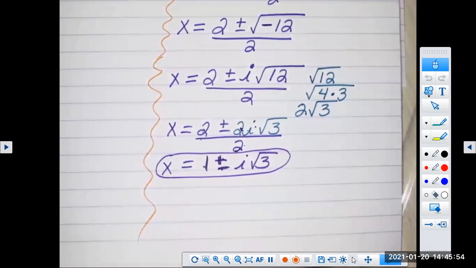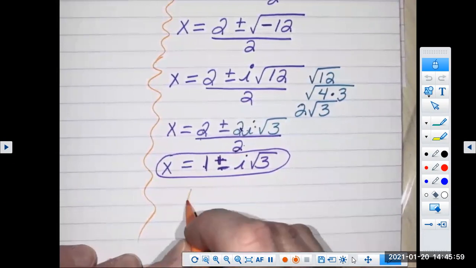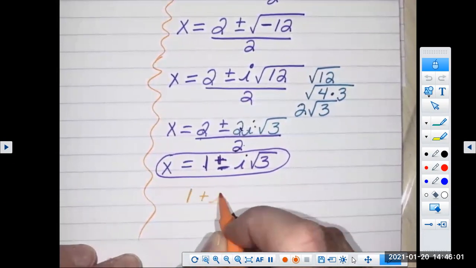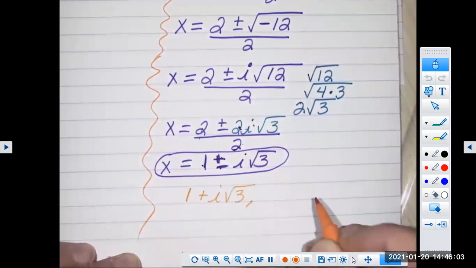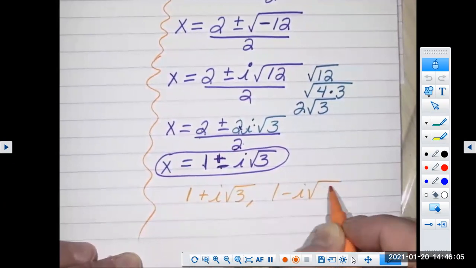Now, what MyMathLab is probably going to make you do, you don't have to write this down. They're probably going to make you split them up and say 1 plus i√3, comma 1 minus i√3.